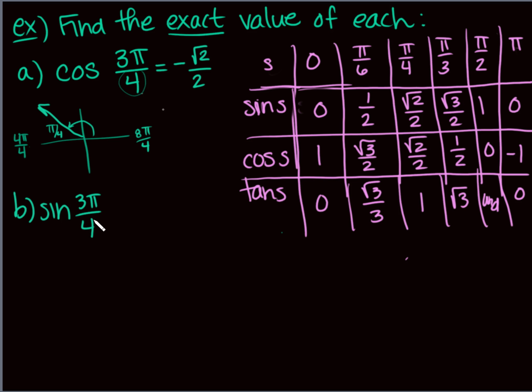Same thing, right? I see that my reference angle is pi over 4. I find the sine of pi over 4. That's root 2 over 2. Then I think about if it's positive or negative. I'm in the second quadrant, and sine is your y values, which are positive in the second quadrant. So that would be a positive root 2 over 2.